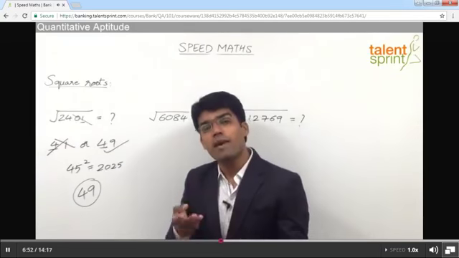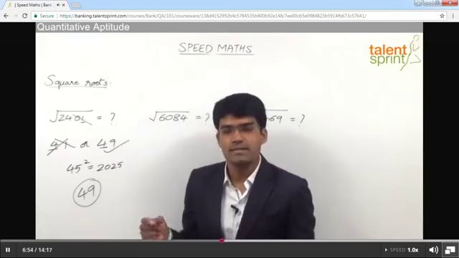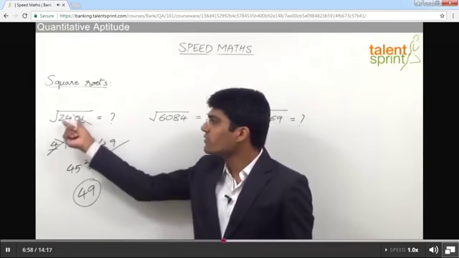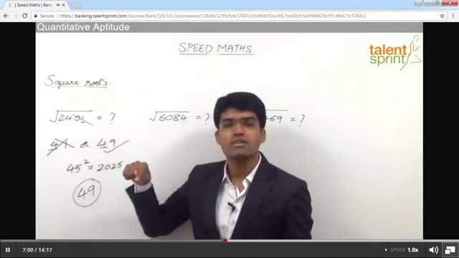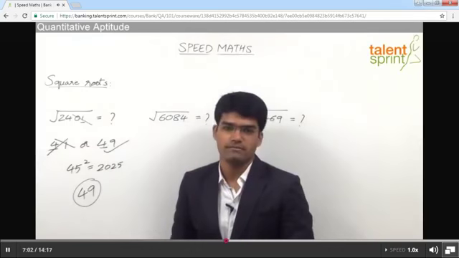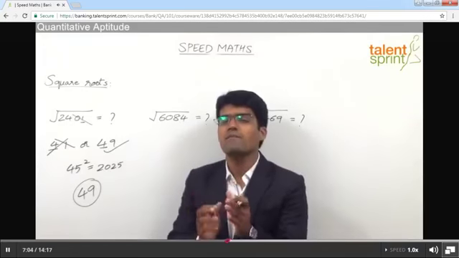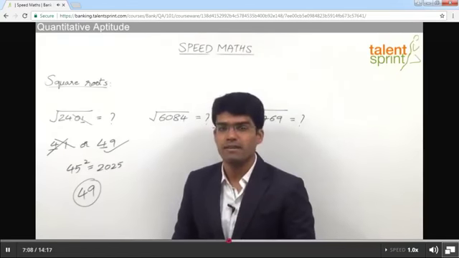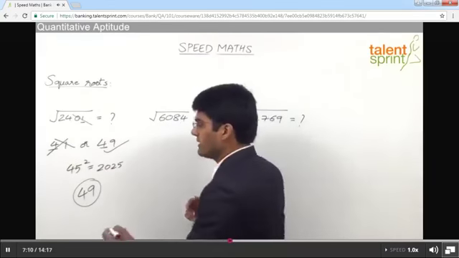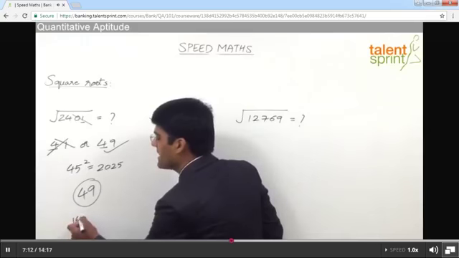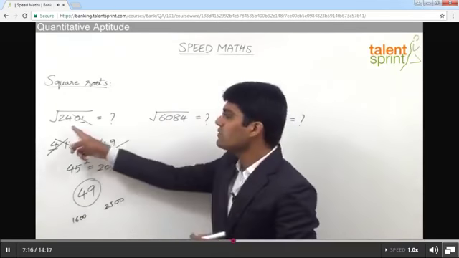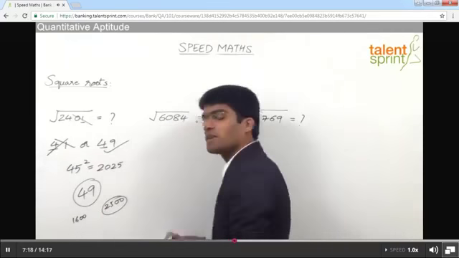The other way to find out which of these two is correct, that means the other way to get the third step here, is to check whether 2401 is closer to 40 square or closer to 50 square. For example, we know that 40 square is 1600 and 50 square is 2500. Now this number 2401, if we check 1600 and 2500, we find that 2401 is closer to 2500.